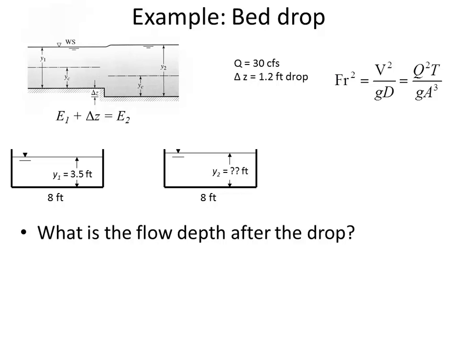All right, so 30 cubic feet per second squared. The top width will be 8 feet. It's a rectangular channel. G is 32.2 feet per second squared. And 28 feet squared is the cross-sectional area. Cube that, everything to the 1/2 power. And so the Froude number is 0.101.